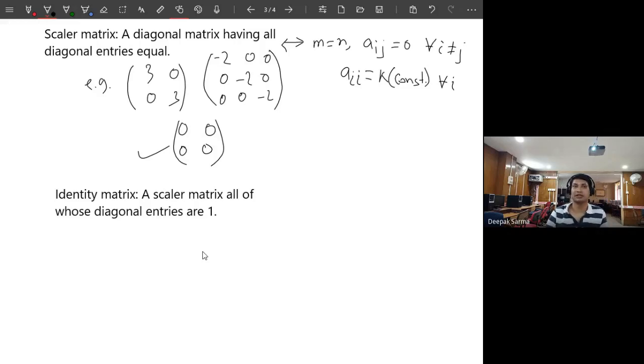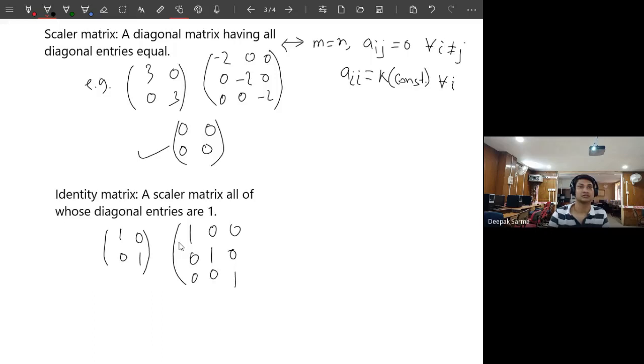So all these things will happen. Definitely it will be a square matrix, m equal to n, and all the off diagonal entries should be 0. And there is another restriction: this k is 1. All these will be satisfied, but in a scalar matrix any constant k is allowed, while in the identity matrix, k can only be 1. So here it is 1, 1, 0, 0. Suppose 3 by 3: 1, 1, 1, and the other entries are all 0.